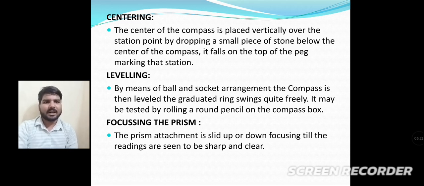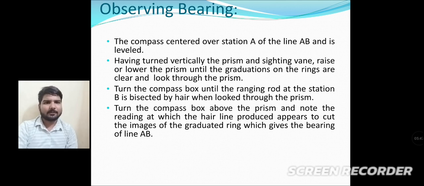Leveling. By means of a ball and socket arrangement, the compass is leveled so that the graduated ring swings freely. It may be tested by rolling a round pencil on the compass box. Focusing the prism. The prism attachment is slid up or down until the readings are seen to be sharp and clear. Observing bearing. The compass is centered over a station A on the line AB and is leveled.